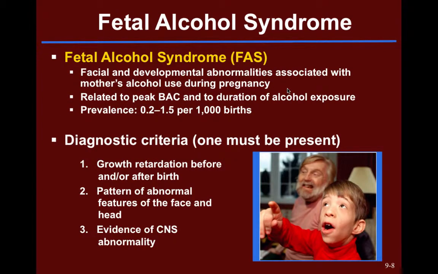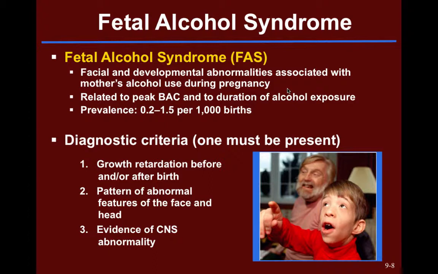We talked a little bit about reproductive effects a few moments ago. Another one, fetal alcohol syndrome. So this doesn't affect the mother, but one of the reasons why there's such strong warnings and advice about drinking during pregnancy is because of fetal alcohol syndrome, or FAS.